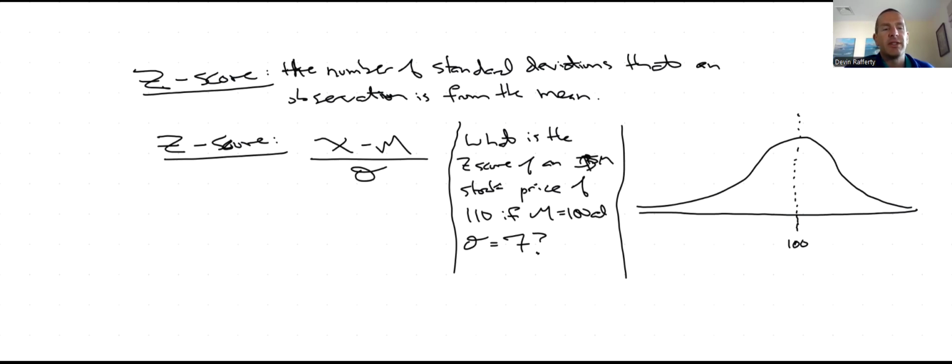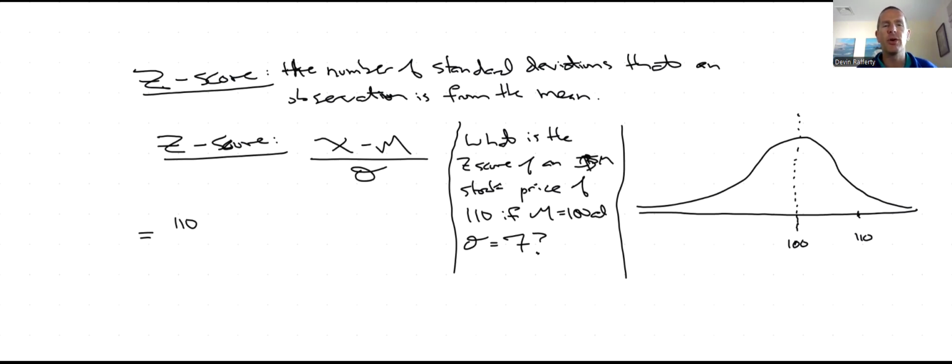And our sigma is $7. How would I get the z-score? Okay, well, right now I have 100 for my average, and I have 110. I want to know the z-score. Okay, well, x could be 110, right? I said that x is the value of the observation. So the value of the observation is 110. I look out and I see today, hey, IBM stock price, 110.